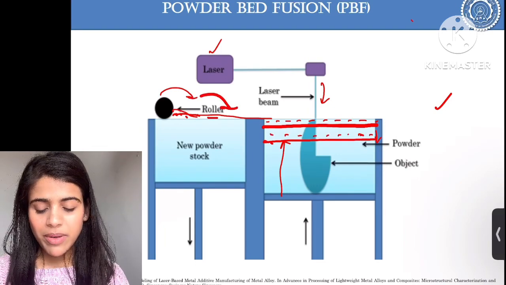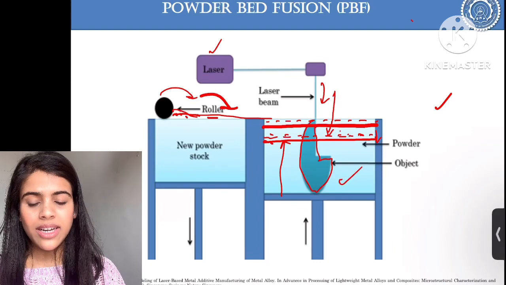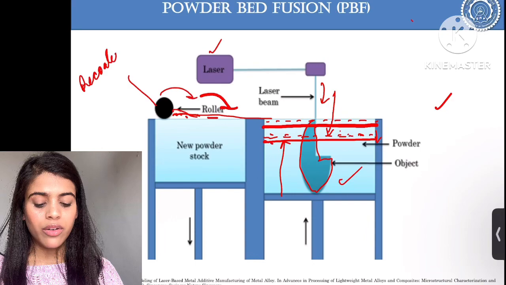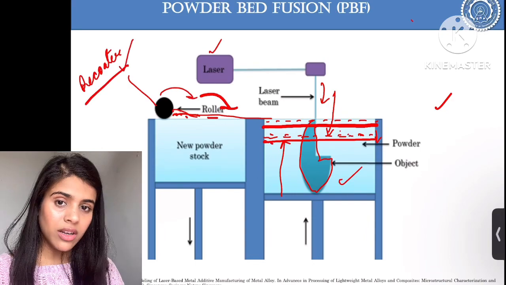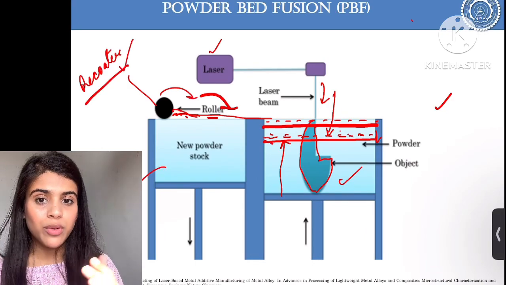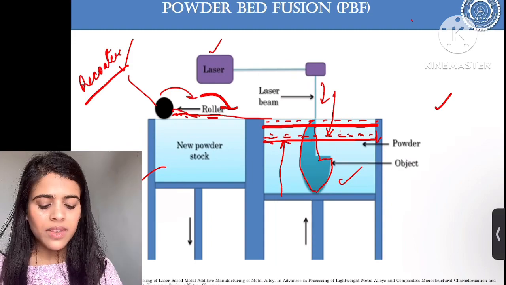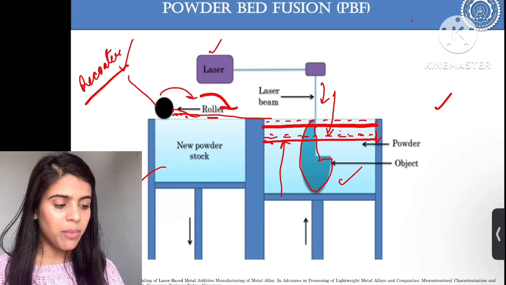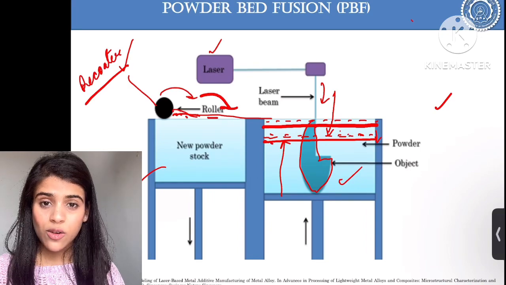In case of LPBF, this roller type of thing is called a recoater, because we are coating the powder over the previously deposited material each time. And using the LPBF process, metallic parts are printed. It's a very well-known process for metallic part printing.